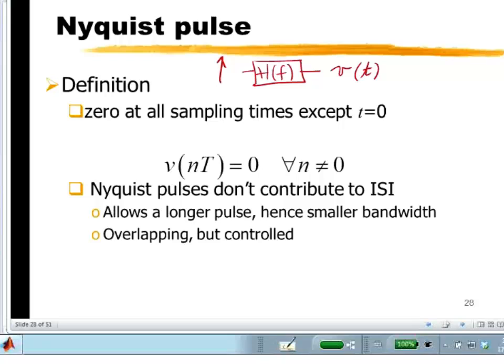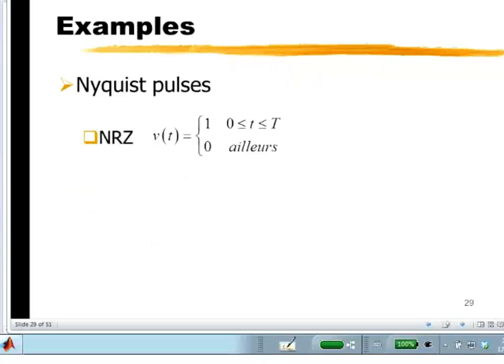So there is overlapping of pulses, not due to any filtering effects now. I have overlapping of pulses because that's how I design my pulses. But the overlapping is controlled. It's controlled in such a way that I choose pulses that pass at 0 every time we go through the sampling time, except of course for the main lobe of the bit.